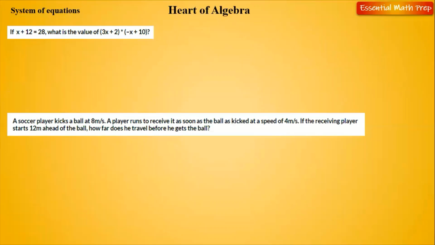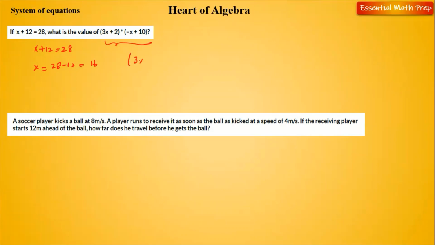Okay, if X plus 12 equals 28, what's the value of 3X plus 2 times minus X plus 10? It's a very, very simple problem. All you have to do is solve for x. So if x plus 12 equals 28, then x equals 28 minus 12, which is 16, right? So let's go ahead and solve for the numerical value of this expression here.